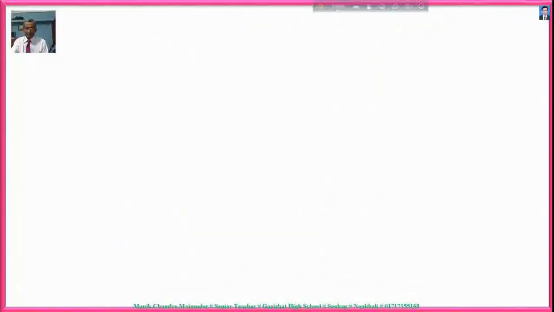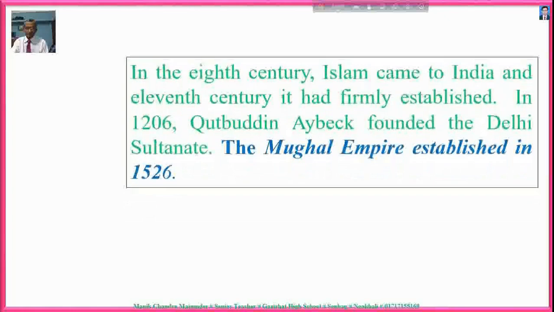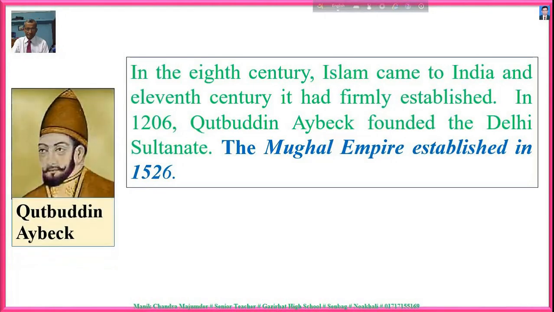From this paragraph, we came to know some historical information that in the 8th century Islam came to India, and by the 11th century it had firmly established itself. In 1206, Qutbuddin Aibak founded the Delhi Sultanate, and the Mughal Empire was established in 1526.